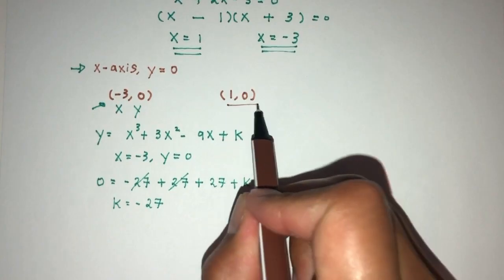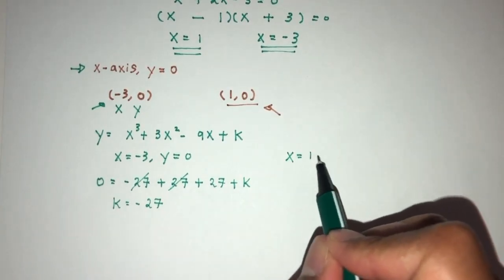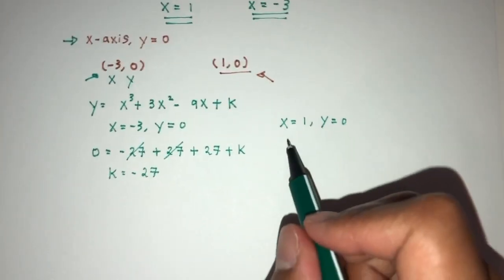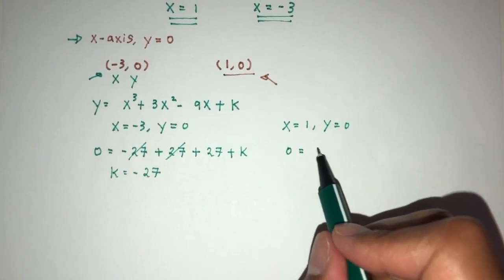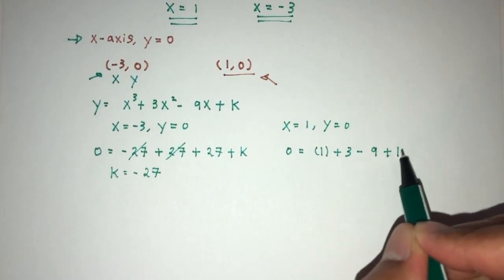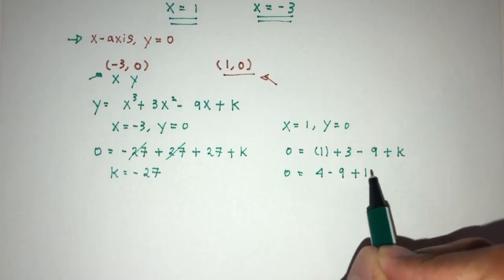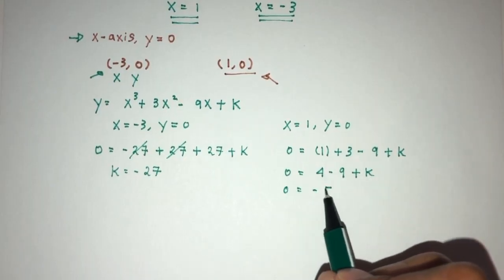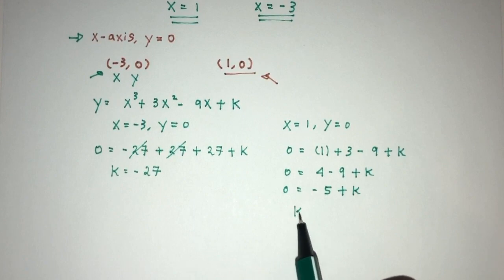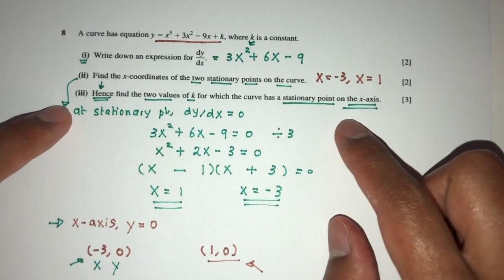Now for this one, let's try this one. Again, the same equation. When x is equal to 1, y has to be 0. Replace, it will be 0 here. Now it will be 1 plus 3 minus 9 plus k. That will be 0 here. 4 minus 9 plus k is 0, that will be minus 5 plus k. And k will be the value of 5. So here we have the two values that we need, minus 27 and 5. So two values that we have to find for part 3 of the question.